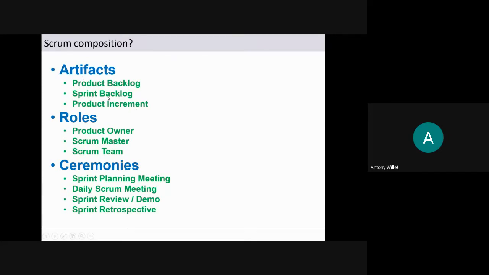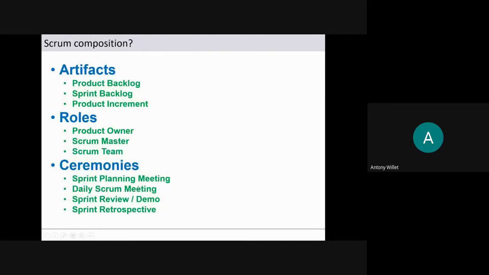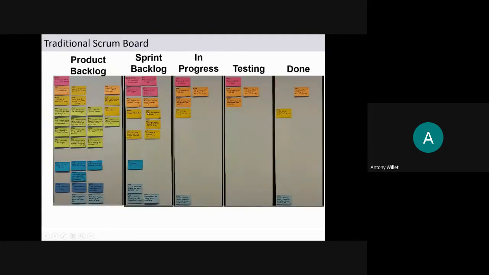These are the artifacts of Scrum. Roles: product owner, Scrum Master, and Scrum team. And the ceremonies are sprint planning meeting, daily Scrum meeting, sprint review or demo meeting, and sprint retrospective meeting. This is how the traditional Scrum board looked. As I told you before, tools like Jira or Rally came into the picture later.